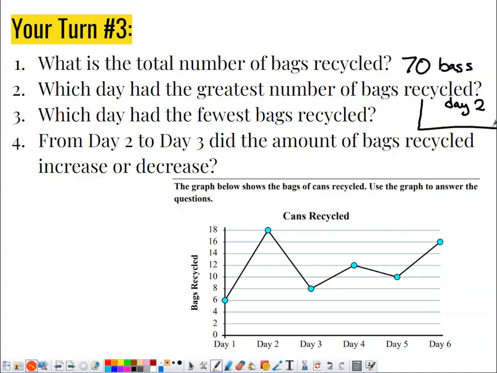I'm going to go ahead and knock that off. Number 3, which day had the fewest bags recycled? Well, day 1, right? Smallest number, so we have day 1. And then number 4, from day 2 to day 3, did the amount of bags recycled increase or decrease? So we're starting at day 2, and we go down to day 3. So our answer is it decreased.